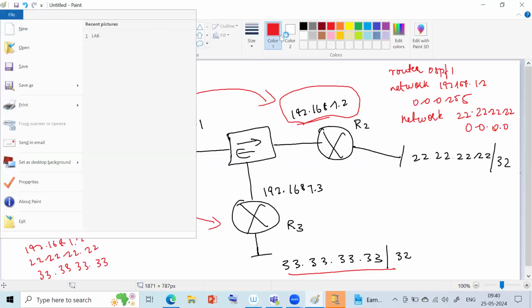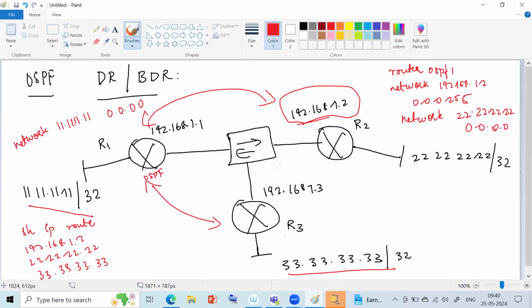Yeah, Harpreet, go ahead. Where is the backup and designated? I'll tell you. And one more thing, I have a little doubt. I think we can't give the /32 subnet mask because it is used for a broadcast.